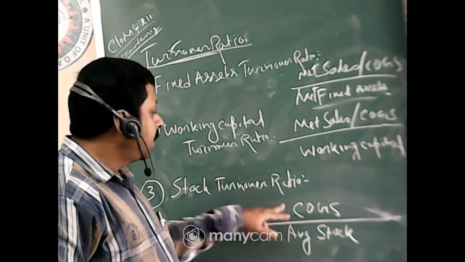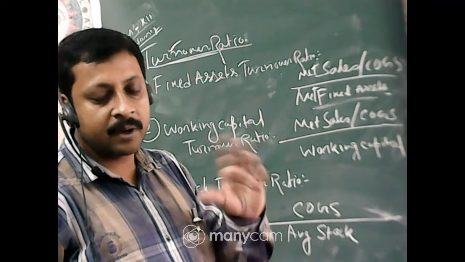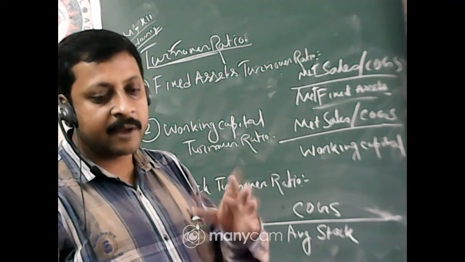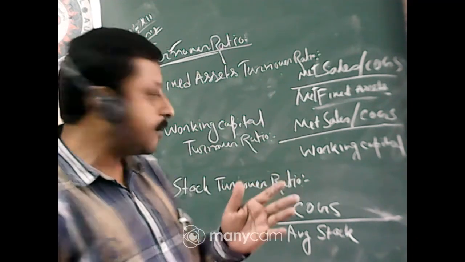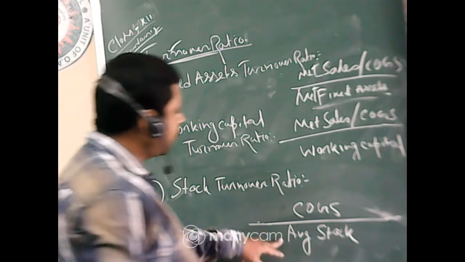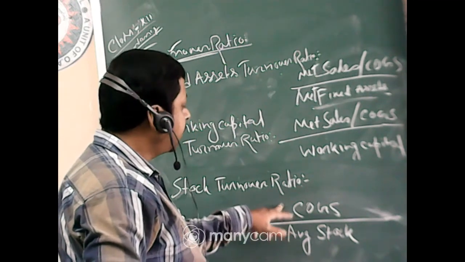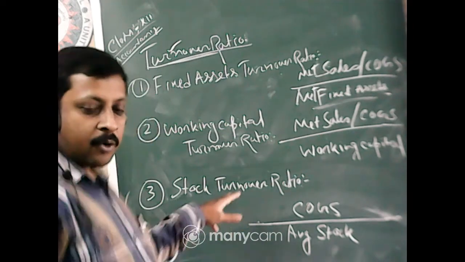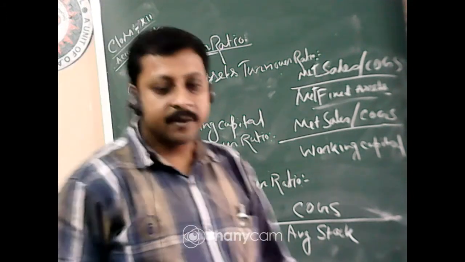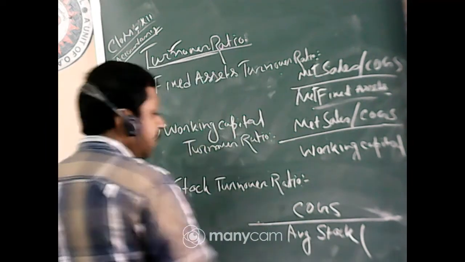So you should compare in a symmetrical manner. Whenever a comparison or relation is made, it should be in a symmetrical way, otherwise a difference will come. Here also, in case of stock, there is no net sale used, because sale is not important in case of stock. Cost of goods sold is important, so you use the cost of goods sold. Cost is important because whenever you purchase the thing, it is at cost.